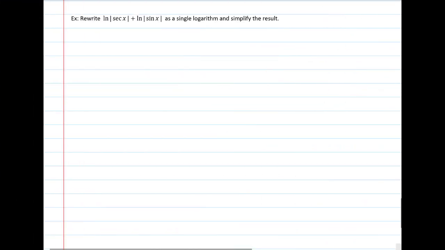One last example involving logarithms. Here we're asked to rewrite this expression as a single logarithm and then simplify the result. So we're going to use our properties of logarithms here, where the sum of two logs can be represented as the log of the product of the two factors there. Natural log of absolute value of secant of x times sine of x.